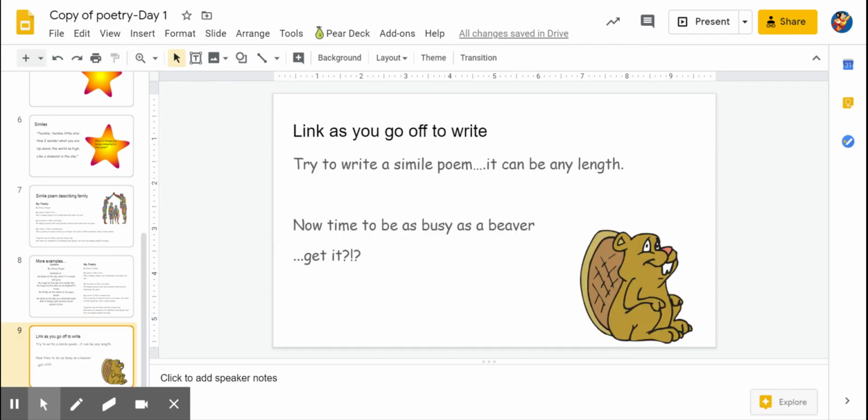Your job for me today, try to write a simile poem. It can be any length whatsoever. It can be short, can be long. These are fun to do. Time to get busy, a beaver. Get it?